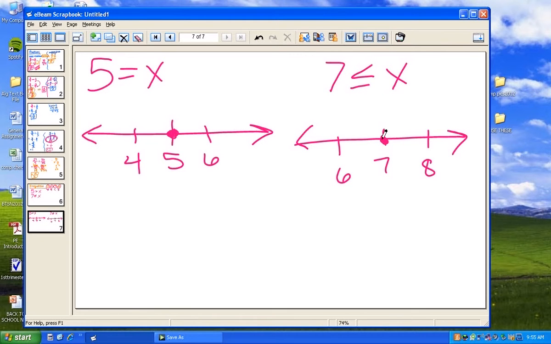But now I have to show that X can also be less than 7. So where is X less than 7? At 6 or 5 or 0 or negative 10, right? So that means less than says, all right, you have to show that it's all the numbers in this direction. So you draw a line towards the numbers that X can be to make this statement true. And then you check it. You say, all right, if X is 6, is 7 less than or... Sorry, we did it wrong. Let's back up.